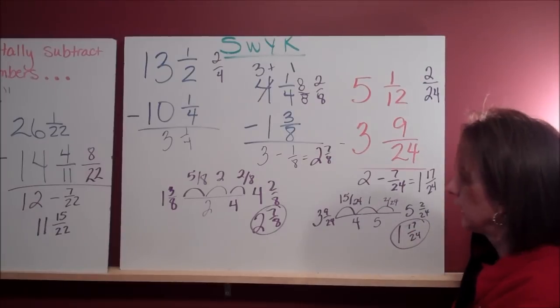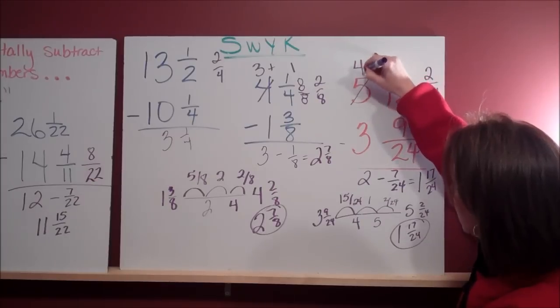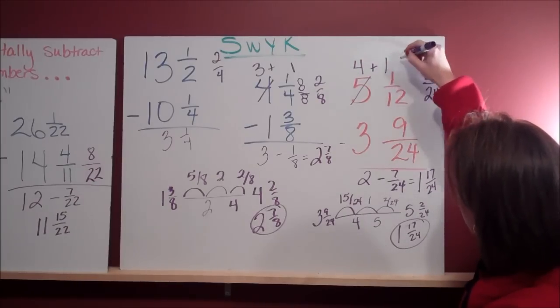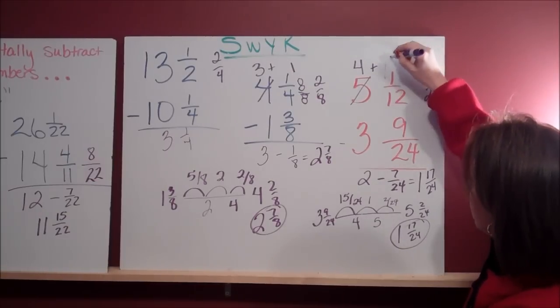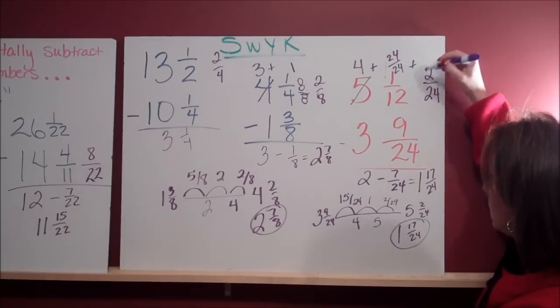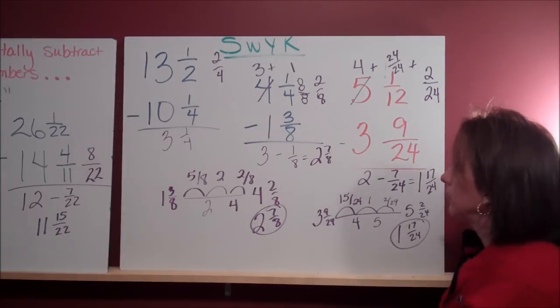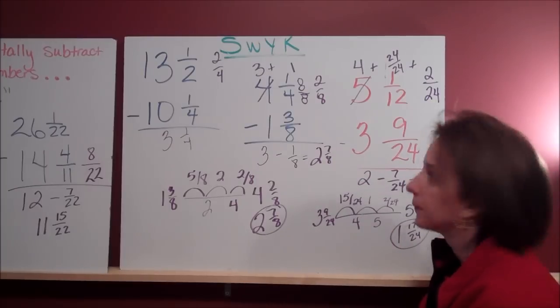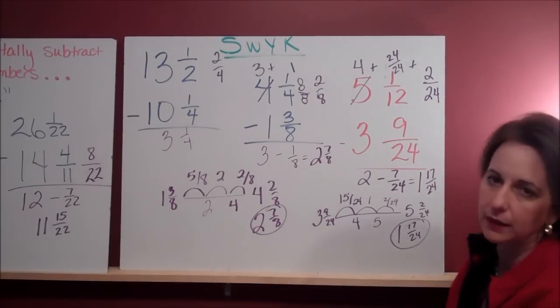That would get me to 1 and 17/24. And then finally for the renaming, I could cross this off and make it 4 plus 1 plus 2/24. And this 1 would be 24/24 plus this 2. So 26 minus 9 would be 17/24, and 4 minus 3 would be this 1 and 17/24.